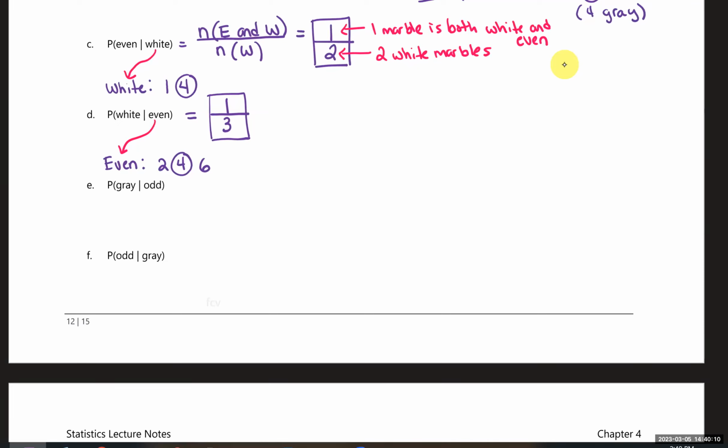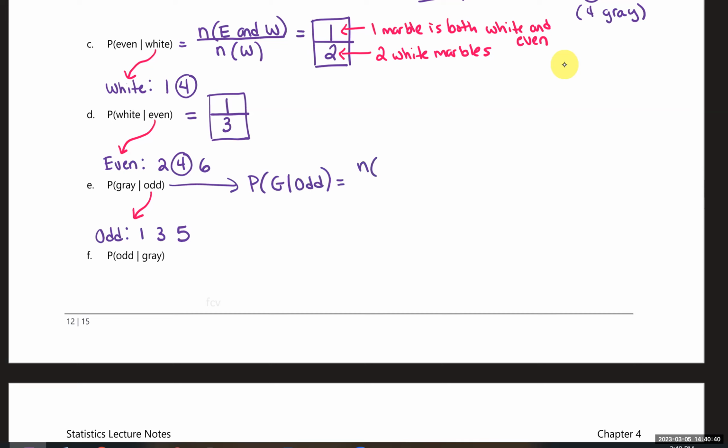Okay, on the next one, I'll just go back to writing the formula. So whatever helps. So you can either say, I know I'm only going to look at the odds. So probability of gray given odd. You don't have to write this down. It's just kind of the thought process. I'm only allowed to look at the odds. So I'm a little bit squished here, so let me come over here. All right, so probability of gray given odd.